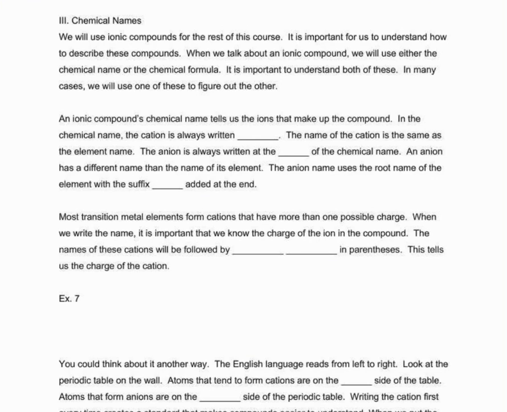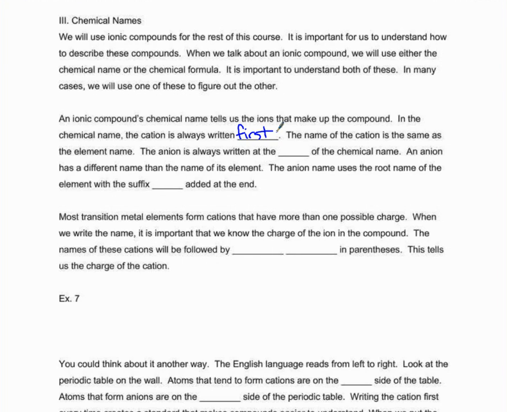So the ionic compound's chemical name tells us the ions that make up the compound. So it tells us the cation and it tells us the anion. In the chemical name, the cation is always written first. The name of the cation is the same as the element name. It's not going to change, nothing really happens with it. So magnesium stays magnesium, sodium stays sodium. The name of the cation doesn't change.